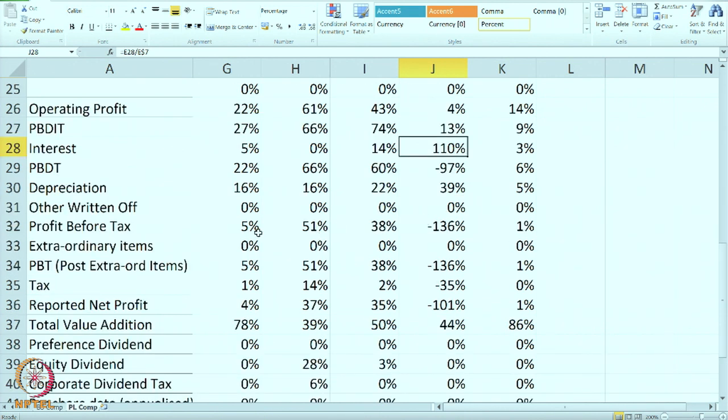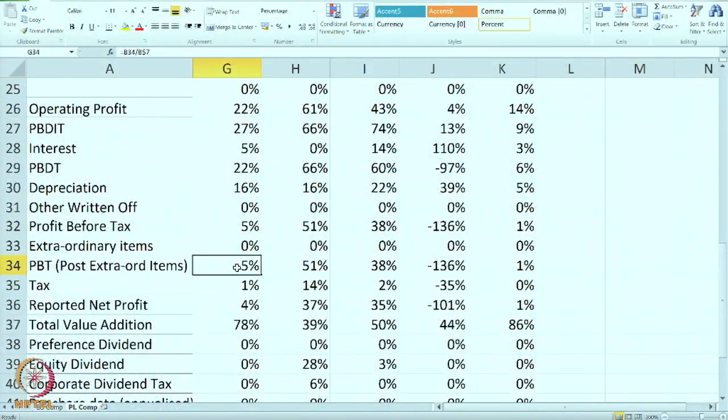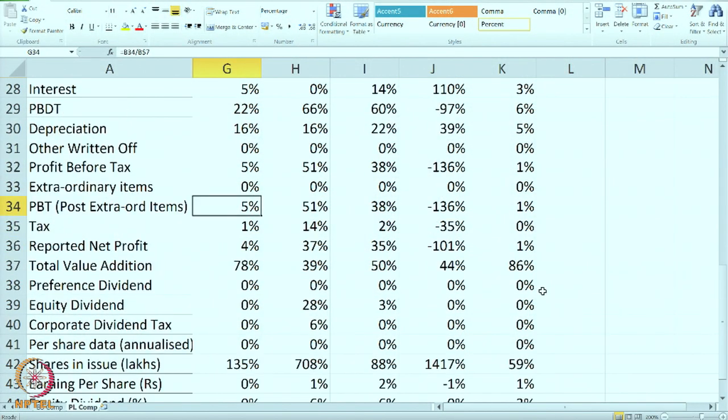Now the profit before tax, only 5%, but very good profit both for Gujarat Pipavav and GE Shipping, and for Reliance Naval it's significantly negative. Of course you should keep in mind that though all five are shipping companies, the nature of operations slightly differs because some are operating some ports like Gujarat Pipavav, so they are making more profits. Now profit before tax, these are the figures.